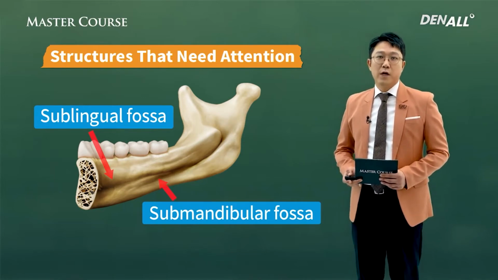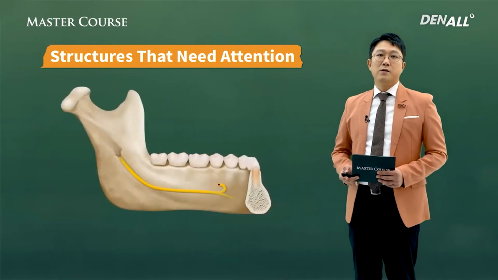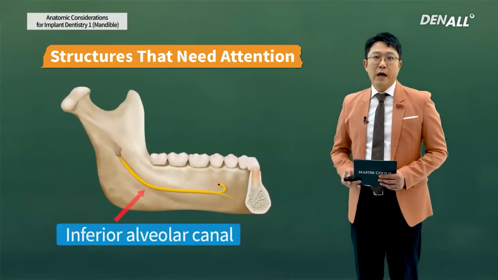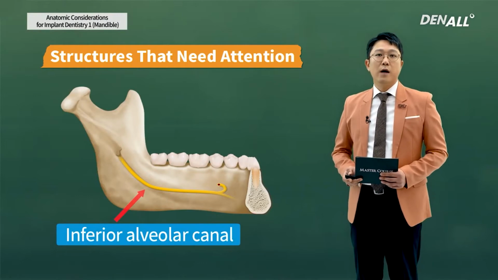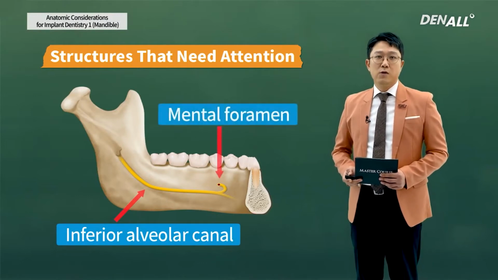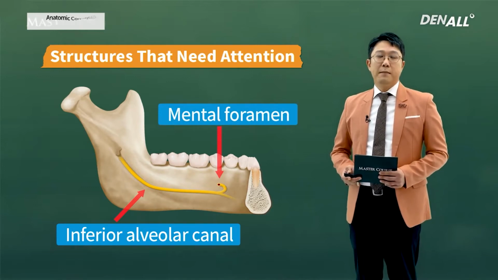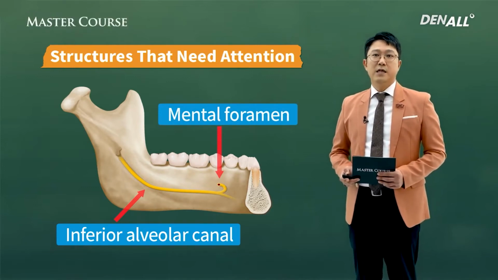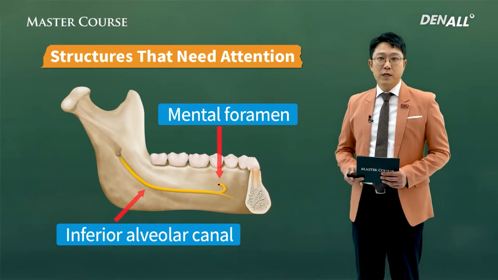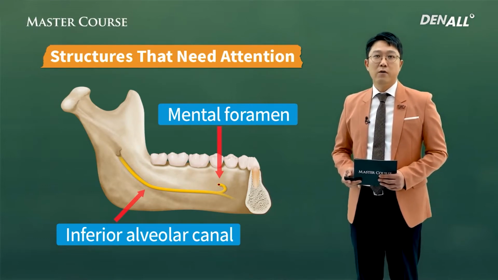Another structure that you need to be careful of in the mandible is the inferior alveolar canal and the mental foramen. Before surgery, we need to identify the locations of these on the X-ray. So when you place an implant, you need to be careful not to touch them because nerve and blood vessels are running there.